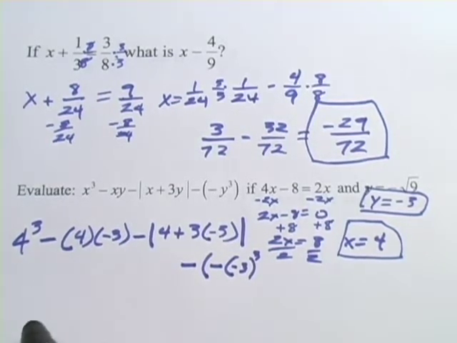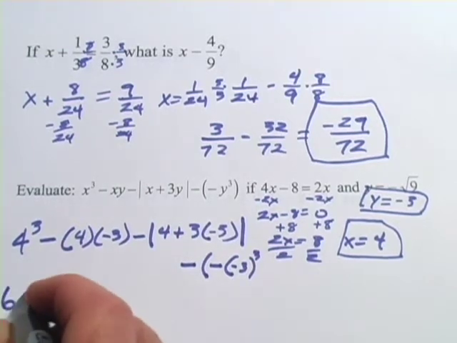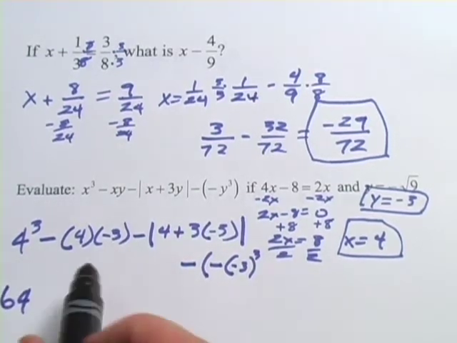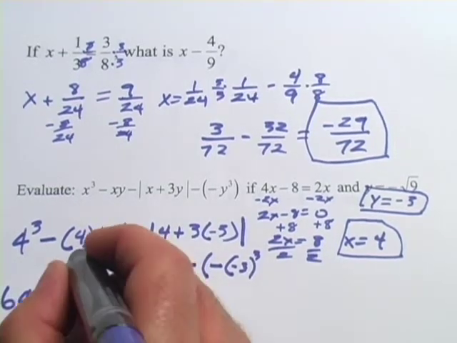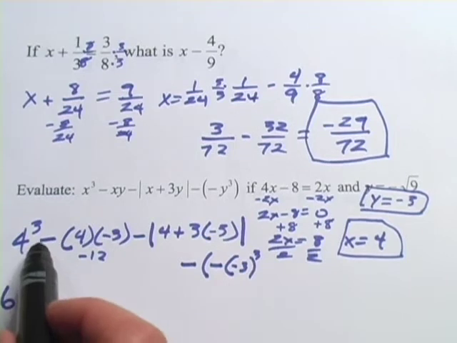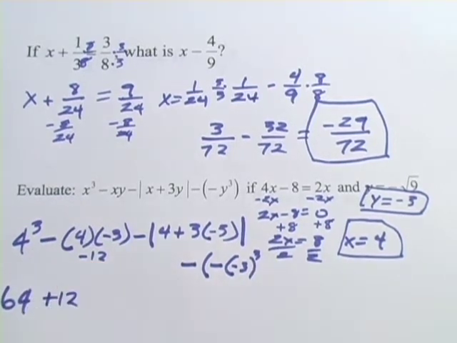4 cubed, that's pretty easy. It's 4 times 4 times 4. That's just 64. So I'll write that down. And then we've got a minus 4 times a negative 3. Well, 4 times a negative 3 would be a negative 12. And a minus a negative 12 would be a plus 12. So I'll put that down.